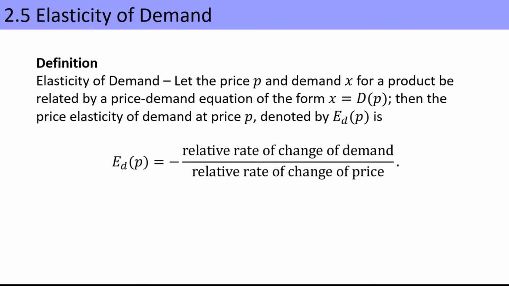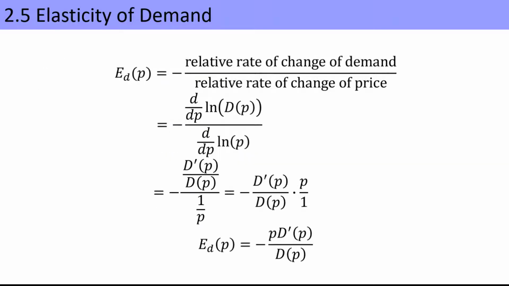Formal definition of elasticity of demand. Let the price P and demand X for a product be related by a price-demand equation of the form X equals D of P. That is, D is a function of the price P. Then the price elasticity of demand at price P, denoted by E subscript D of P, is the negative of the relative rate of change of demand divided by the relative rate of change of price. Let's observe, it is the negative of.